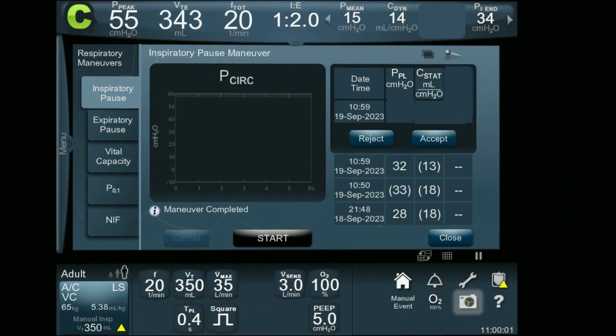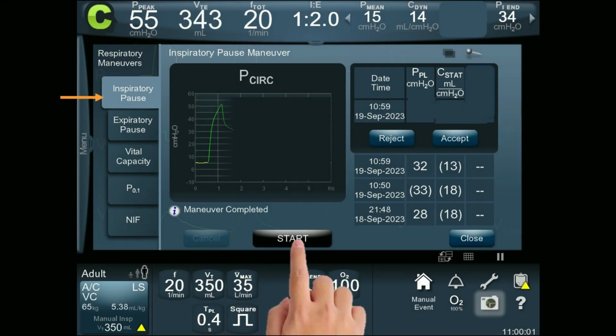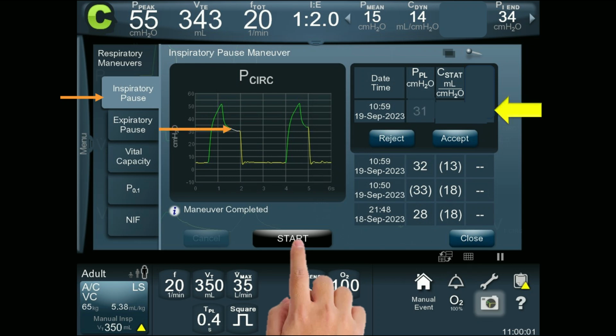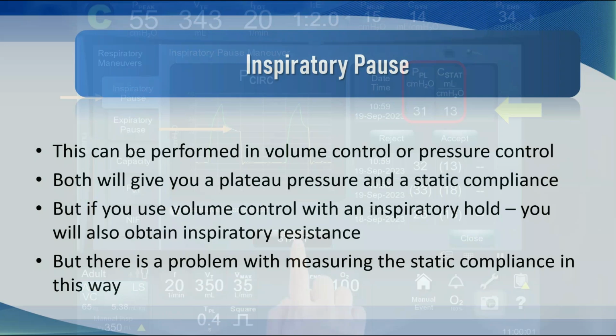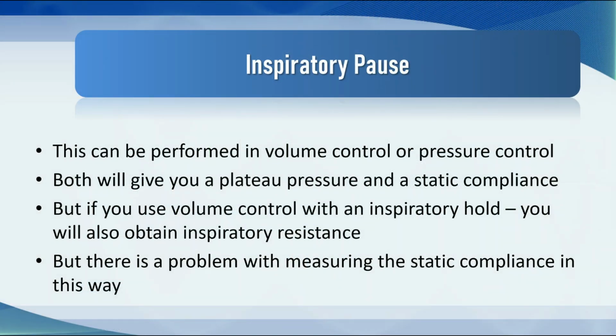So let's go ahead and do an inspiratory hold maneuver. You can see that on the inspiratory hold, the ventilator measures plateau pressure and static compliance. That plateau pressure will drop off a little bit as you hold it because of air being removed from the lungs going into the bloodstream. Inspiratory holds can be performed in volume or pressure control. They both give you a plateau pressure and a static compliance. But if you use volume control with an inspiratory hold, you can also obtain inspiratory resistance.